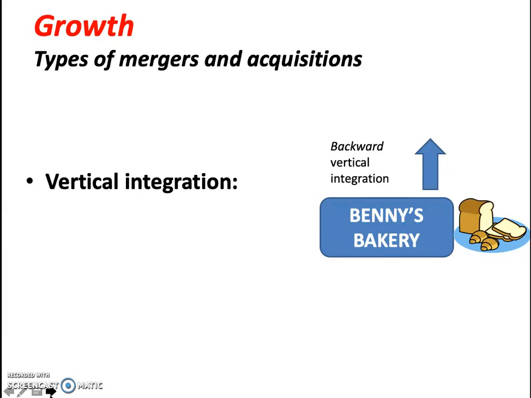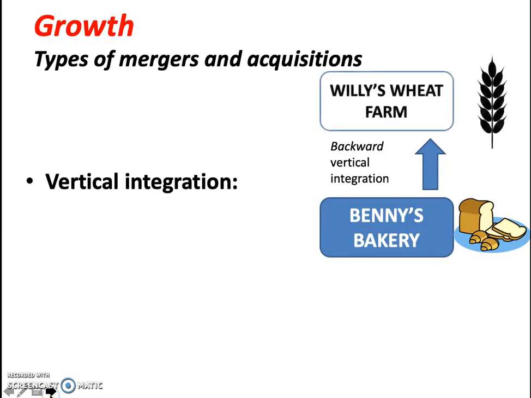We have what's called vertical integration. There is backwards vertical integration. This is the first part. We then will look at forward vertical integration. If Benny's Bakery is looking to do some form of merger and acquisition, there is the notion of vertical integration, where Benny, who runs a bakery and needs wheat every day to make the bread in his bakery, would go buy Willie's wheat farm.